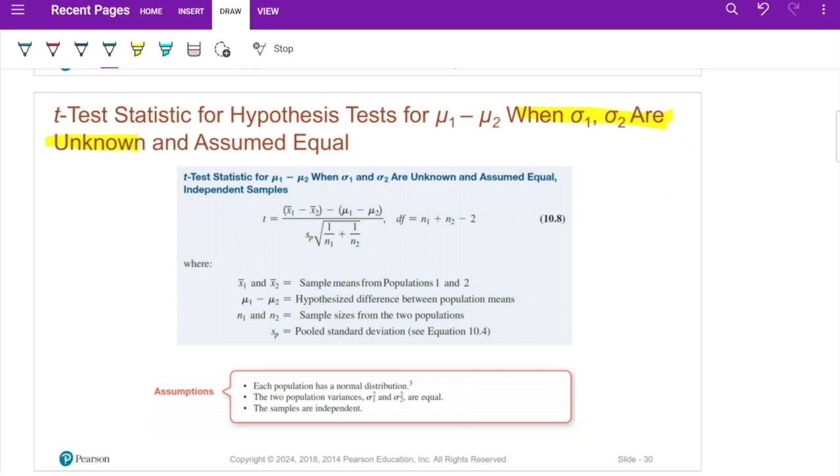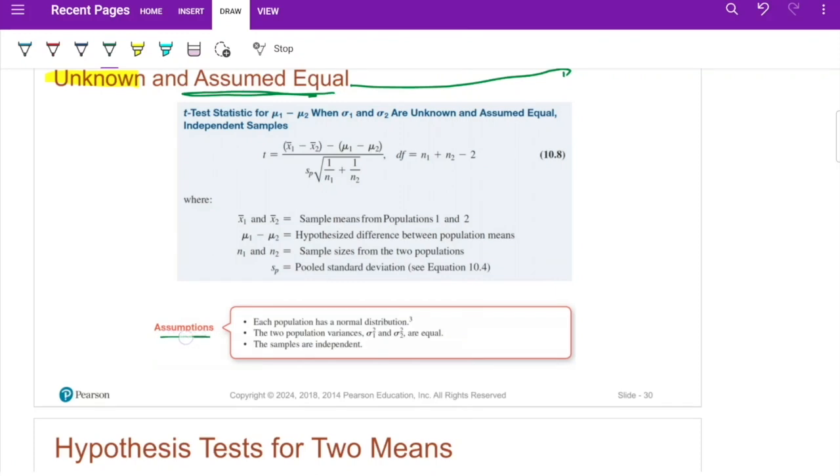And as we mentioned before, we are going to have two cases. In case number one, we are assuming these standard deviations are equal. And the second scenario is when we don't assume them to be equal. So there are assumptions to use this method. Before we go and solve the question, we have to make sure that this checklist is already met.